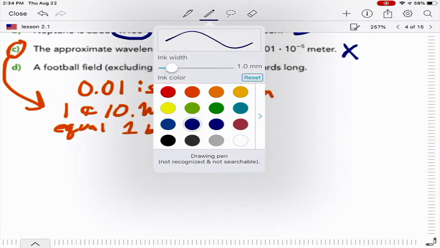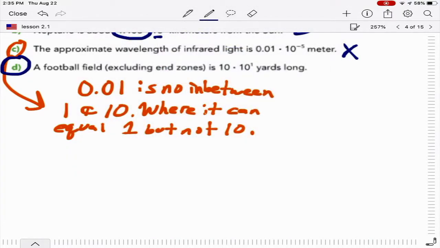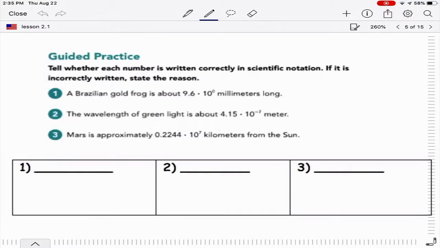Hint, hint. Try this one on your own. Right? I said hint, hint for a reason. Let me know if this is written correctly in scientific notation. If it's not, please explain why. Maybe use the same wording that I have here. Okay, and then you'll do these guided practice as well. It's the same thing as before. Just tell me if it's written correctly or not, and if it's not, please explain why. Focus mainly on the A.